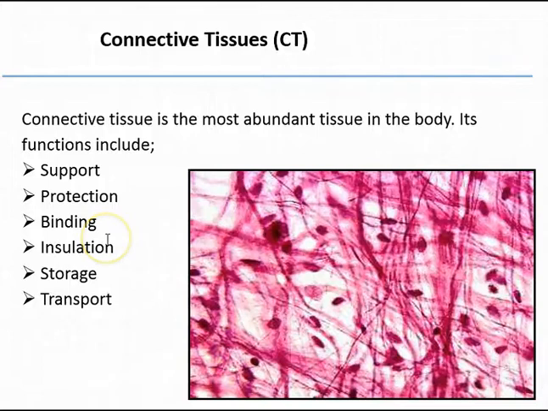Insulation, for example, adipose tissue helps insulate the body from cold and also from physical trauma. Storage, adipose tissue is a store of energy. Transport, that is specifically referring to blood. Blood is a fluid connective tissue. Now, in this image here, we have a good representation of a connective tissue. What is evident are many conspicuous fibers. These dots here, they are the cells of the connective tissue. And unlike the epithelial tissues we looked at before, connective tissue cells are often widely scattered throughout the tissue.